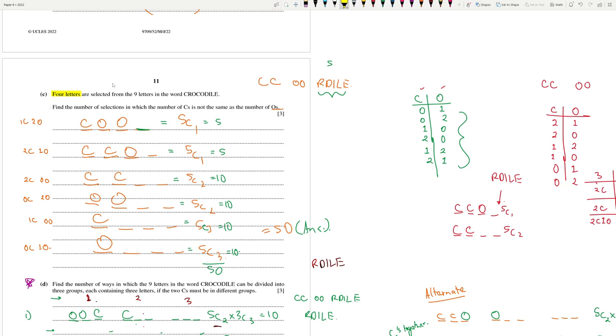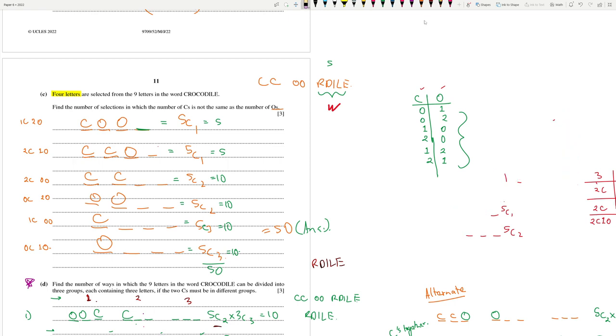1C 2O, 2C 1O. Then we have 2C 0O, 2O 0C, 1C 0O, 1O 0C. Okay, so 1 2 3 4 5 6 of them, and for the remaining blank we have to input R dial inside R dial. So that is basically for here it's 5C1, 5C1, 5C2 over here, and 5C3 for these ones basically. Yeah, so in total we have 50. So that's that.